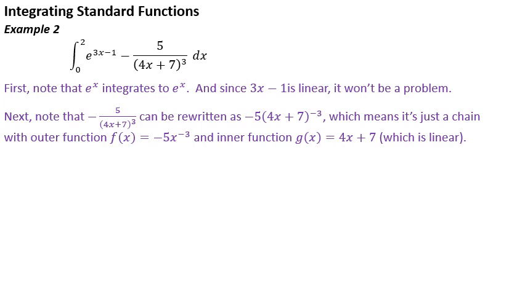You do the standard thing. You increase the power by 1, divide by the new power. The minus 5 will stick around at the front. The only difference is, at the very end, you're also going to divide by the derivative of that linear function that was inside. Let's see what it looks like.